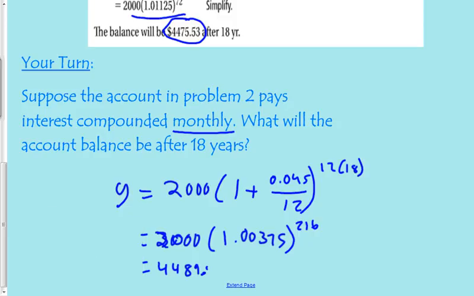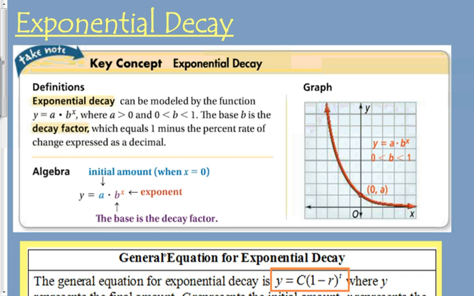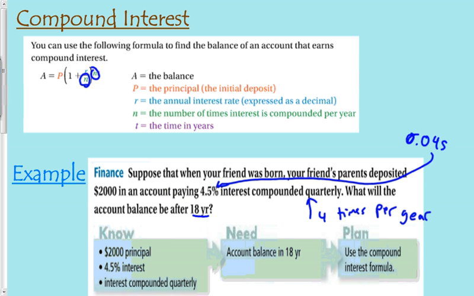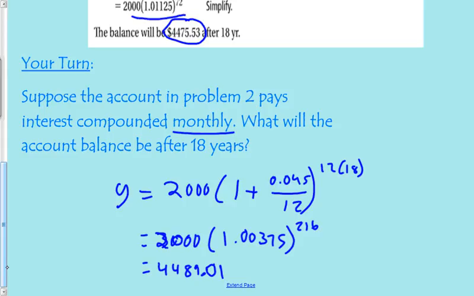So if it's compounding monthly, that does change it a little bit. Not a ton in this case, but if it was a larger amount to begin with, it would definitely be a larger amount to end with. But we still are at the 44.89 and 1 cent. All right, so that is compound interest.